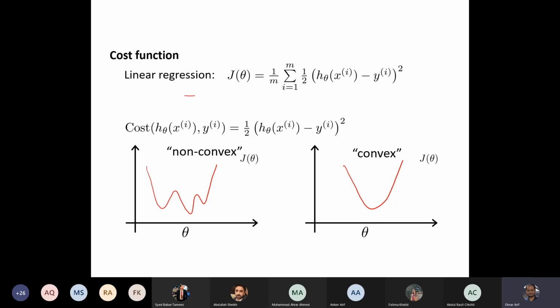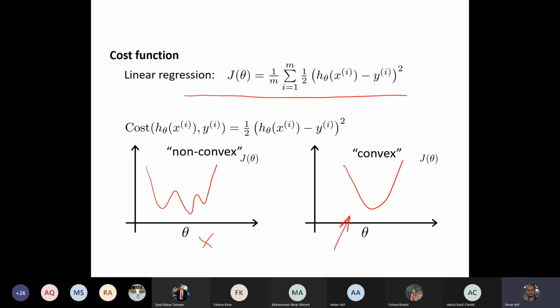In the case of linear regression, as I mentioned before, this is the cost function, which is a squared loss function, and it is convex. We know that, right? Convex means that you will have one minimum and not multiple, like this function here. So we have a convex function in the case of linear regression. Now what we want is a cost function for logistic regression.